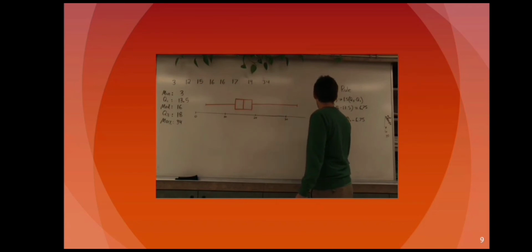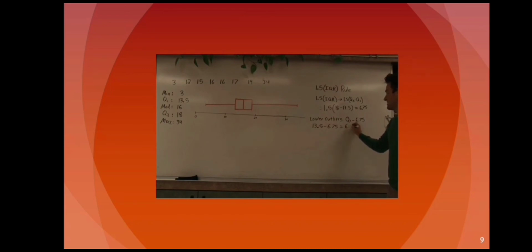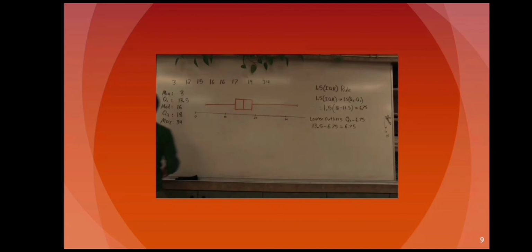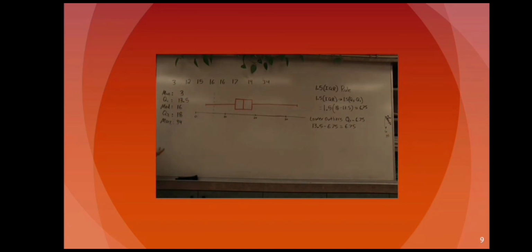So quartile 1 is 13.5. 13.5 minus 6.75 is 6.75. So if we have any values less than 6.75, it's going to be considered a low outlier. So I'm actually going to put that 6.75 on our plot. That's about right here. Now what we see is we do have values that are lower. So it turns out that, yeah, this 3 is a lower outlier.